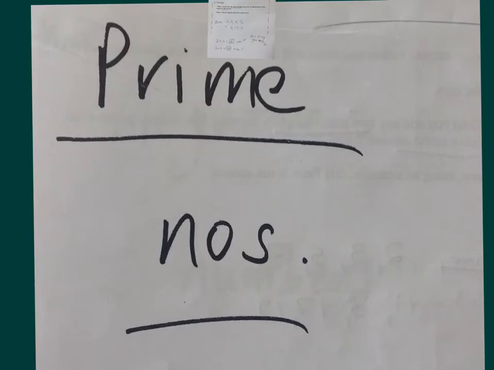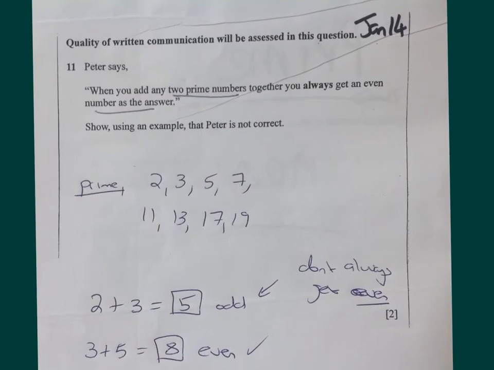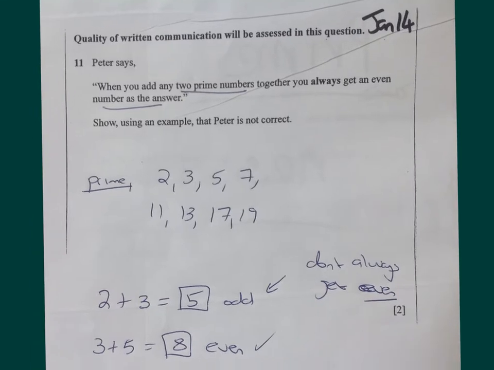The next topic is prime numbers, so we'll just bring this question up. Now this is a fairly popular question. I've seen a few of those now. Peter says when you add any two prime numbers together, you always get an even number. Show an example that Peter is not correct. Now, we need to know the prime numbers. 2, 3, 5, 7, 11, 13, 17, 19. Those are the first 8.